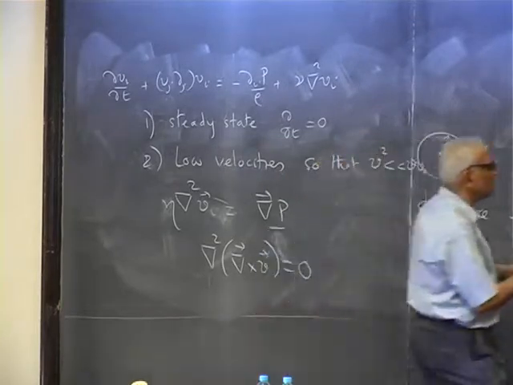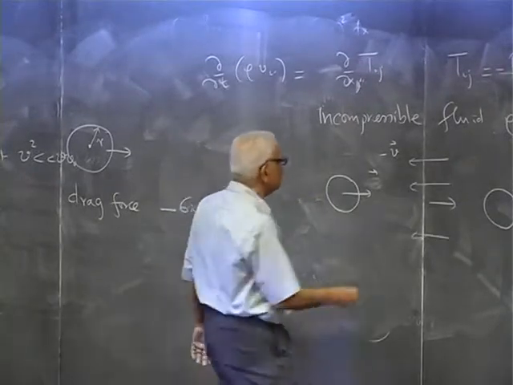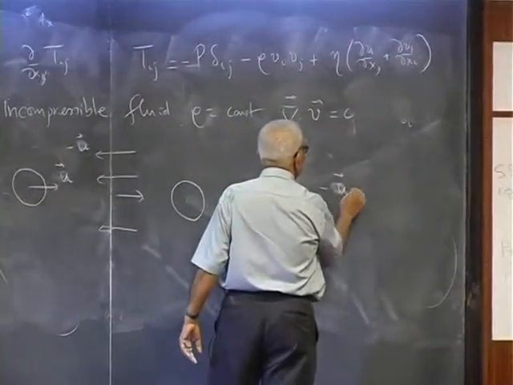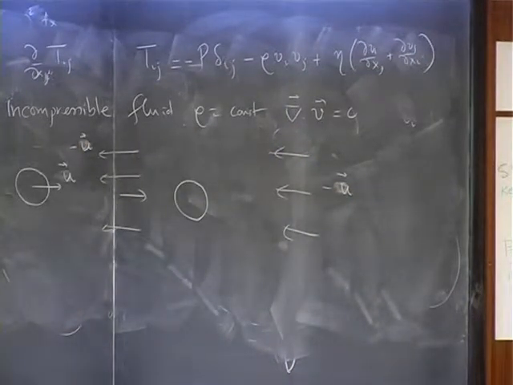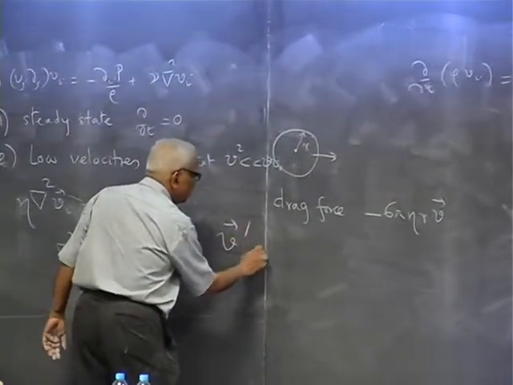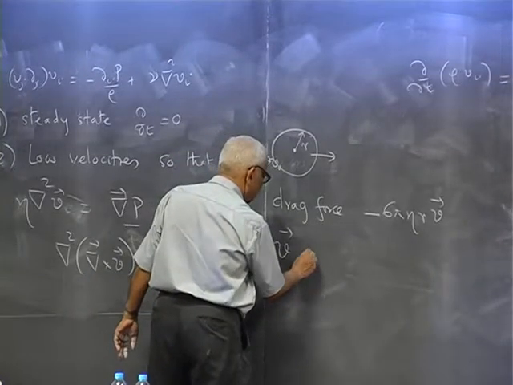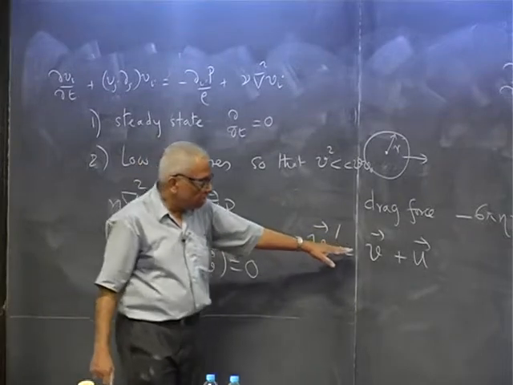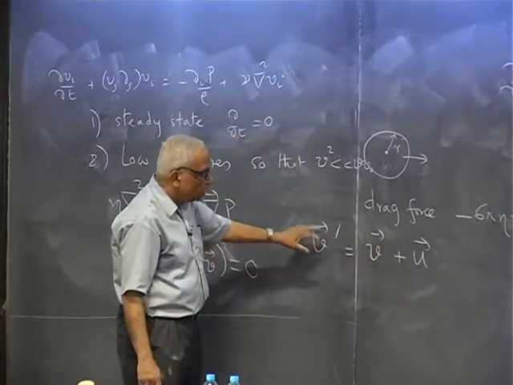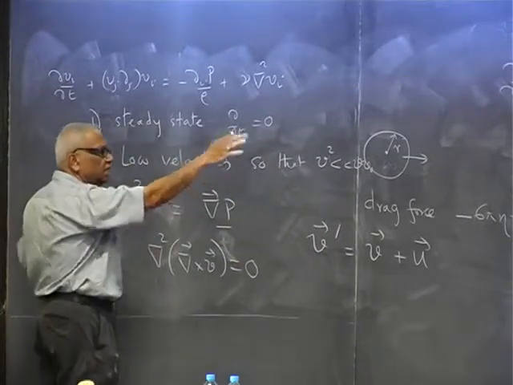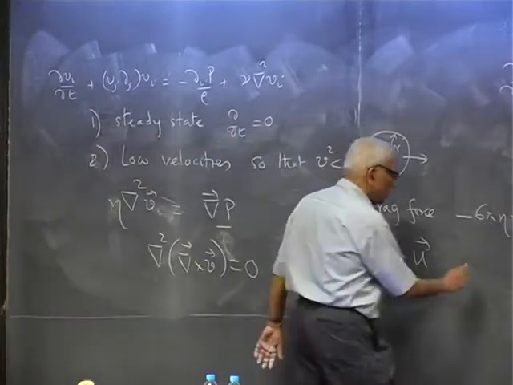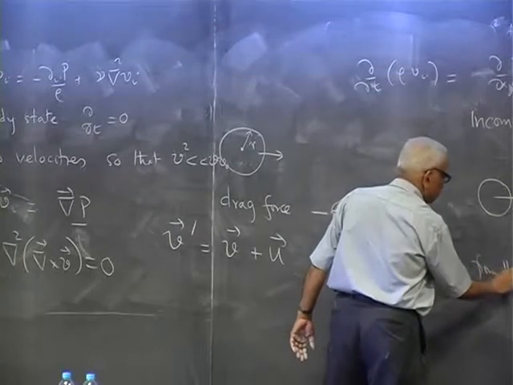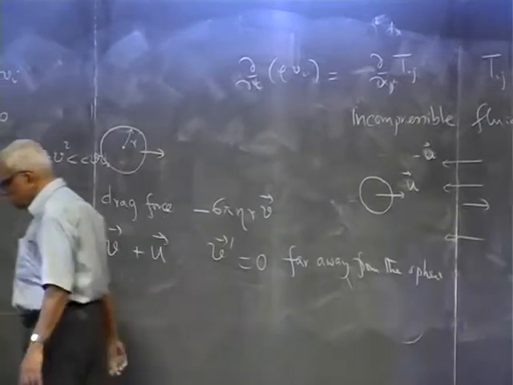Now, this V and U, all that's a bad notation. So let me have the sphere moving with a uniform velocity V, and it is U at the far end of the fluid. So U is the velocity of the fluid. So let me write down V prime as V plus U. So the fluid velocity, I change to V plus U so that in terms of this velocity V prime, it decays at the boundaries. So V prime is equal to 0 far away from the sphere.